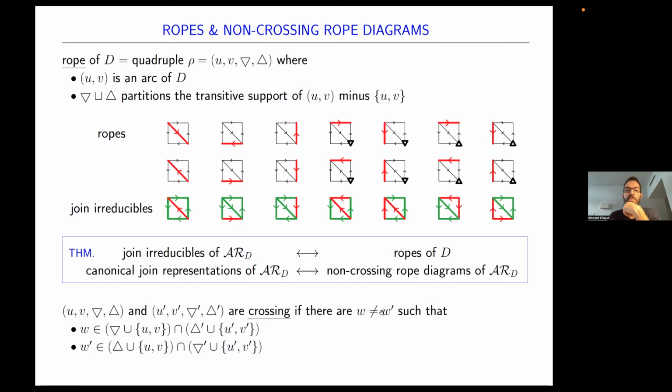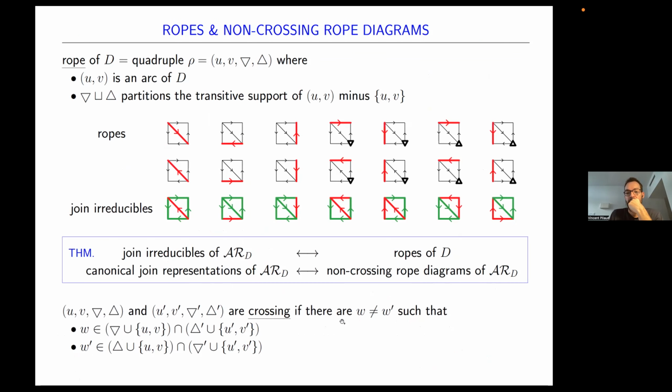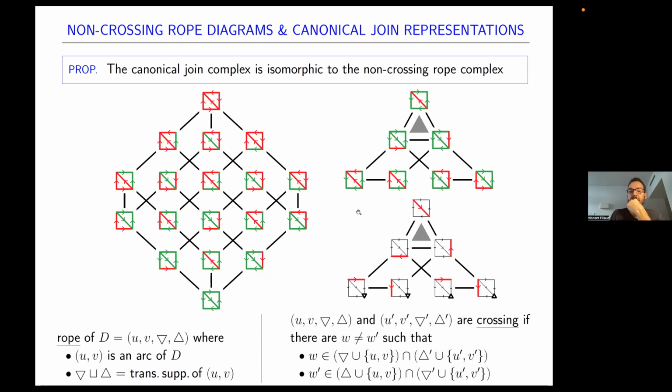So this W and W prime are just witnesses of the crossing. W is a point where the first rope passes above and the second rope passes below, and W prime is a point where the first rope passes below and the second one passes above. So it just exchanges. It's a witness that these two ropes cross. Okay, so this in particular says, exactly as we saw for the weak order, that the canonical join complex of this acyclic orientation lattice is isomorphic to the non-crossing rope complex. So it's the same as we saw before for the weak order.